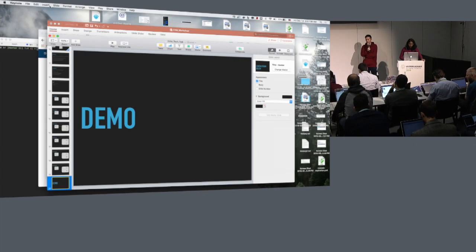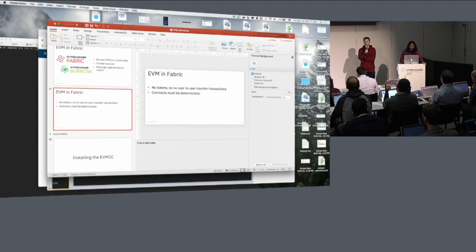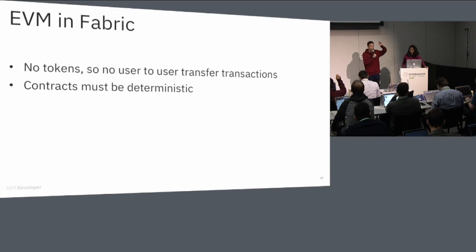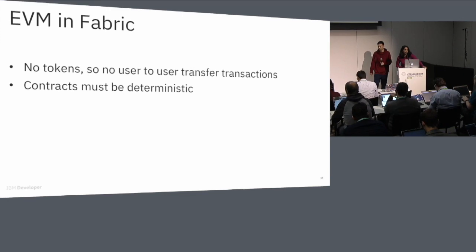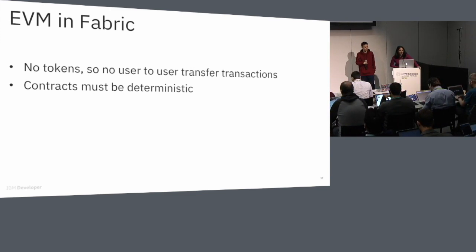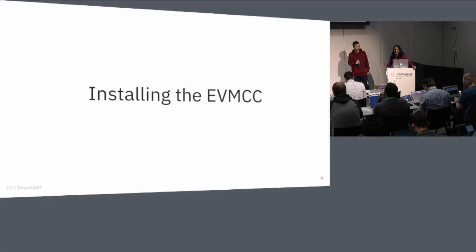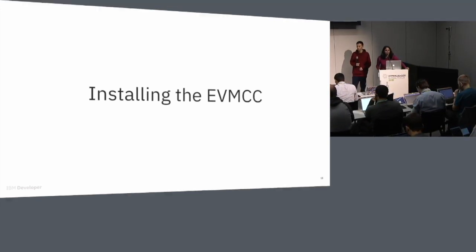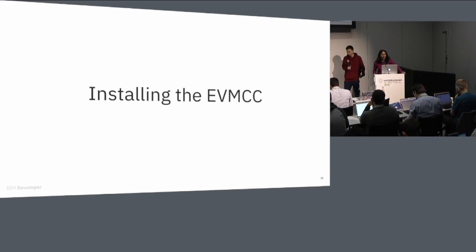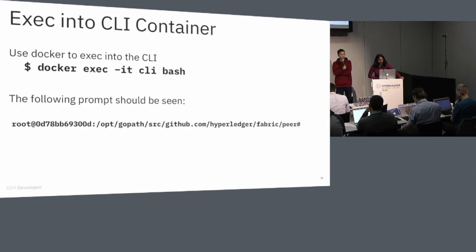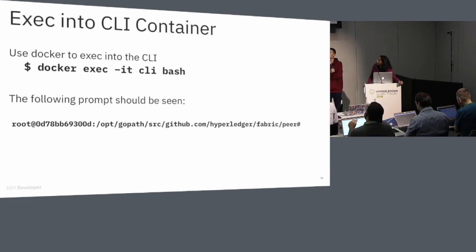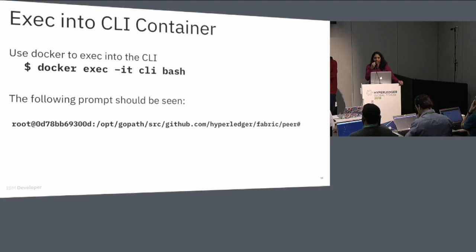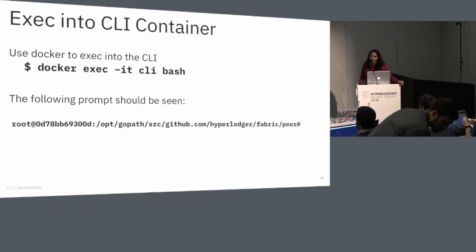Okay, so let's see how many of you have the locally running network? Here's a hand. Okay, I think we can proceed. We're going to start moving forward, and hopefully the internet bandwidth frees up and the rest of you can catch up. So the next step, we're going to install the EVM-CC. Some of this is going to make you do a lot of typing, and some of it will be easy script running. First thing we're going to do is exec into the CLI container that you've created through the local network.